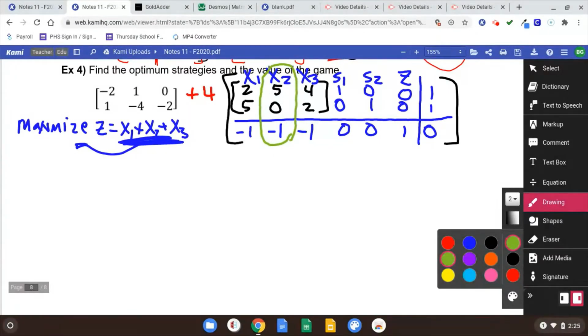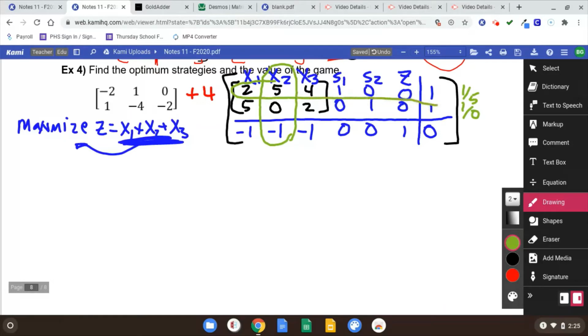Okay. Now, you look at the end, you look at this 1, and you find the ratio of that number to whatever you just circled. So 1/5 or 1/0. Okay, that one's undefined. So we're not going to be able to do that one. Normally what you do is you take the smallest positive of these ratios. And so that tells me that we're looking at row 1. And so we circle row 1.